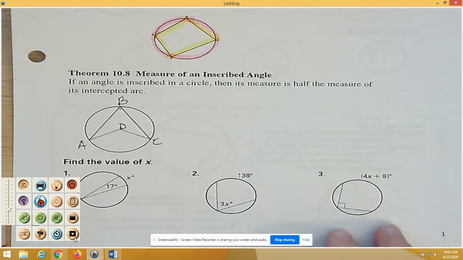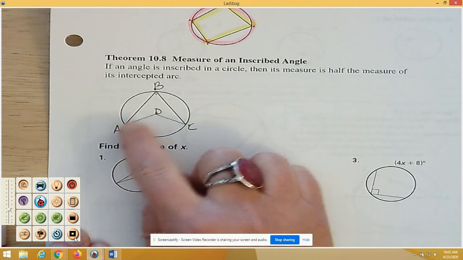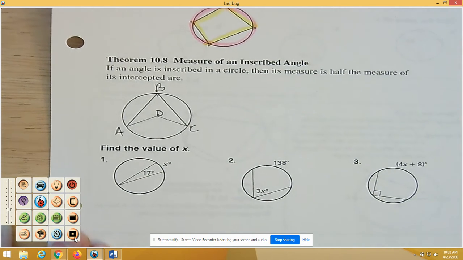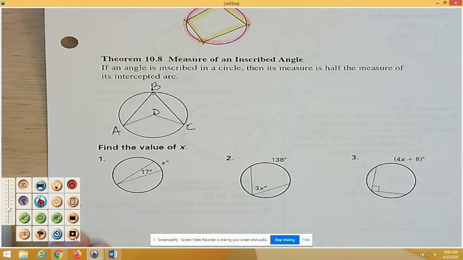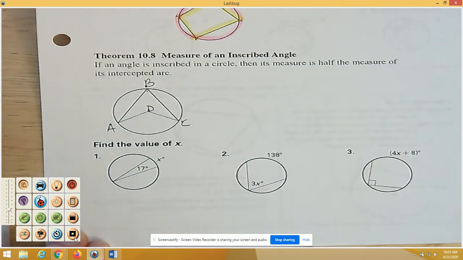All right, theorem 10.8, measure of an inscribed angle. So there is a very light A, B, C, and D here, but it's really hard to see. So I would advise that you just make those points bigger. Even if you are working in just a regular lined math notebook, I would absolutely write out this rule here because it's very, very important. There are really three really important rules that we're going to do today, and this is one of them.